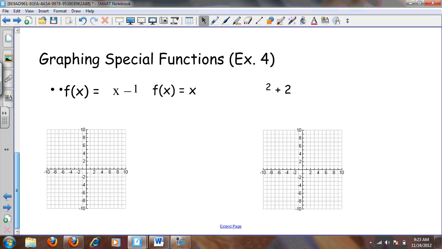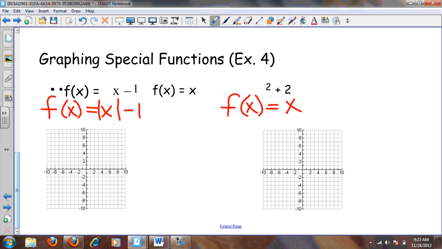Let's look at graphing special functions. My graph kind of got messed up here. This is supposed to be, let me write this in, f of x equals the absolute value of x minus 1, and this one is f of x equals x squared plus 2. While these are going to be special functions, we're not going to treat them any differently than what we did in video 1. If you look at your 3 steps.